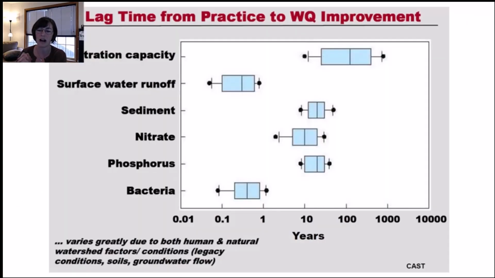Here's another lag time graph. This was created by the Council on Agricultural Science and Technology many years ago, so it's an old figure, but one of the best I've seen illustrating lag time from adoption of conservation practice to actual water quality improvement. WQ is water quality improvement. For example, for nitrate, I'm looking at the median bar here. It could be 10 years between when you put a nitrate water quality practice on your farm and when you actually see a water quality improvement.